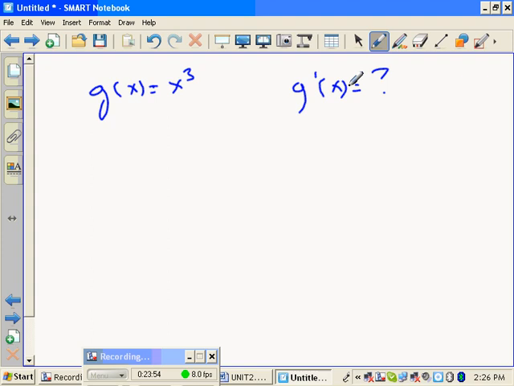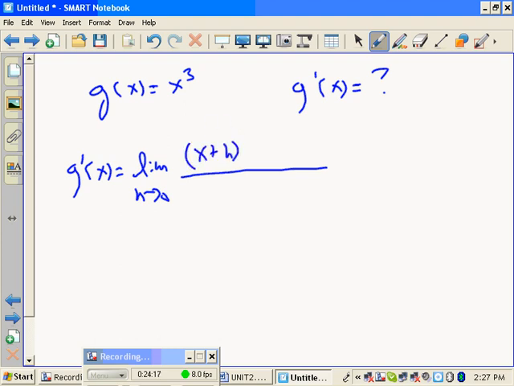And you know what it is. What is it? 3x squared. But let's say you don't know. How do you get it? The first time you ever saw this, you didn't know this, right? This is how you get it. G prime of x is what? The limit as h goes to 0 of what goes here? X plus h all cubed minus x cubed over h. That's it.